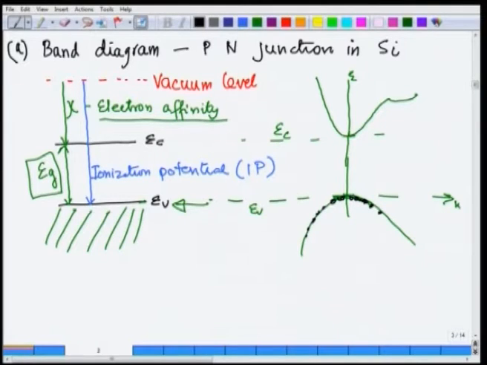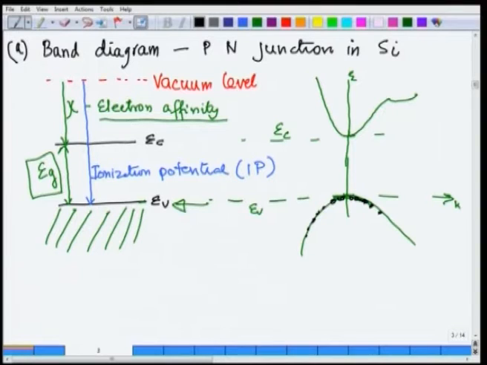So, now if from the vacuum level you want to put an electron into the semiconductor, where will you put it? You are going to put it into this level, the E_C level. So, this energy from the vacuum level to the conduction band represents the affinity of this material to take an electron. So, that is why the name is called electron affinity.